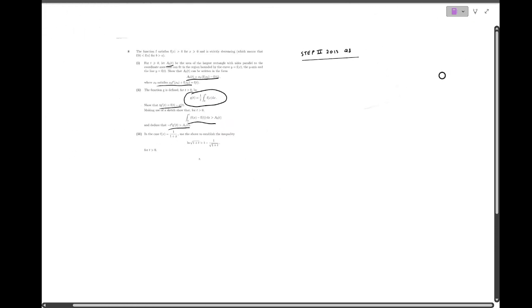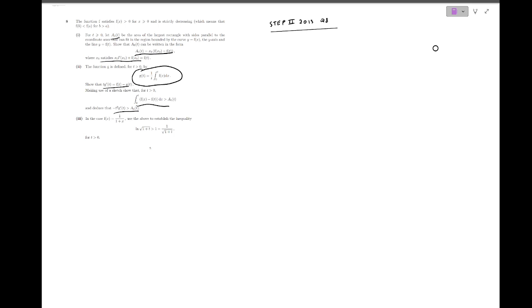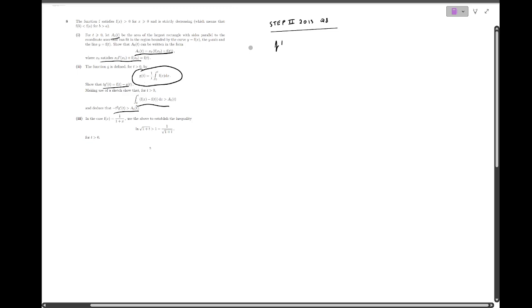Cool. Now part 3 took me a bit of time just because I made so many algebraic errors when I was doing it. And I think it really helps if you do this question in a specific form. So it does get a bit tricky now. So our f of x is equal to, sorry, not the natural log, 1 over 1 plus x, okay?